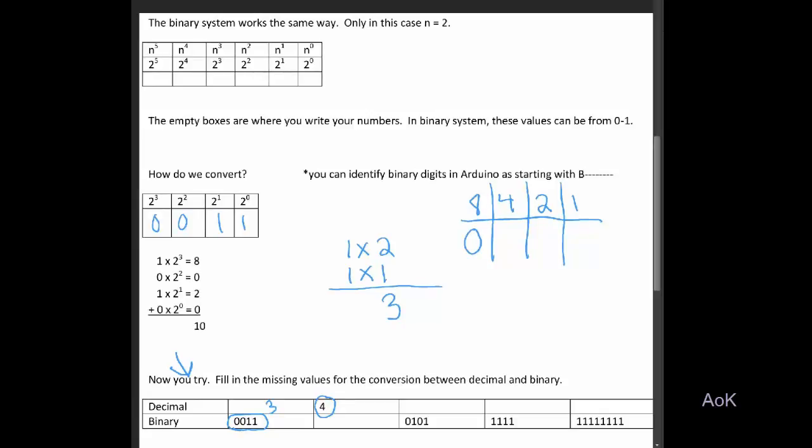Next is the digit for 4. 4 is equal to 4, so we're going to put a 1 there. That means the other 2 must be 0 as well. So 0, 1, 0, 0 in binary is equivalent to 4 in decimal.